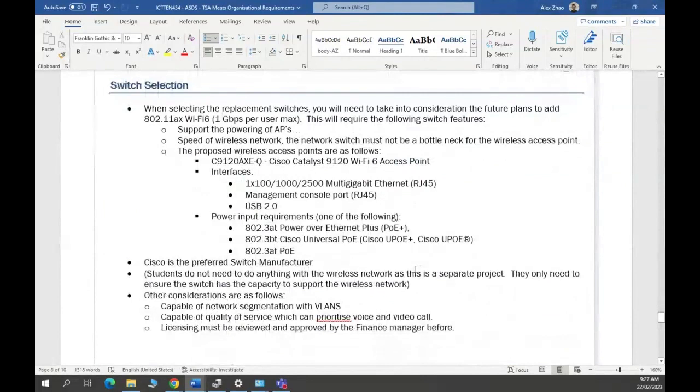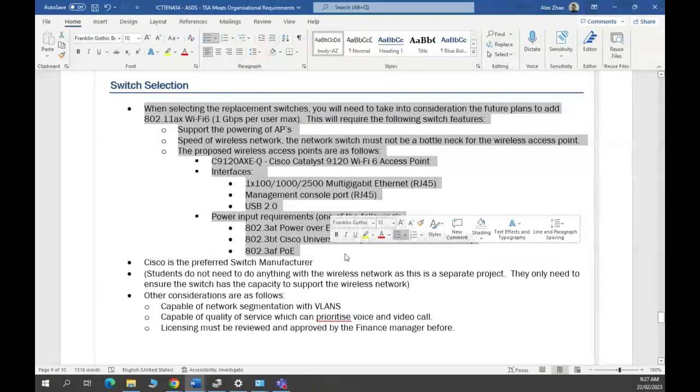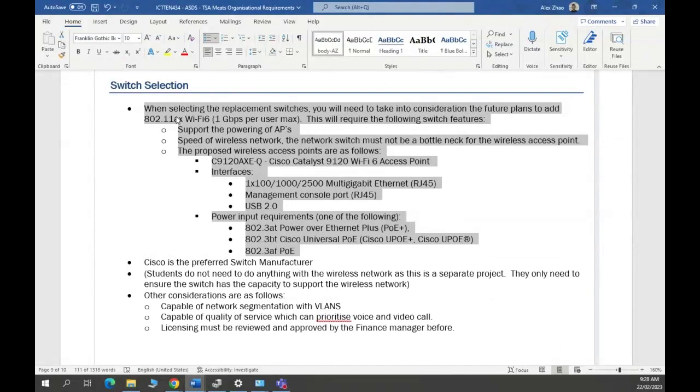So what about the switch selection? Remember we just talked about the switch just then. That's something you need. So here's some requirements of what the switch is required to have. So what does that mean? This means that when you go look for a switch, and this is where you'll probably have to spend a little time researching, it has to be a Cisco switch, first of all. Second of all, it must.